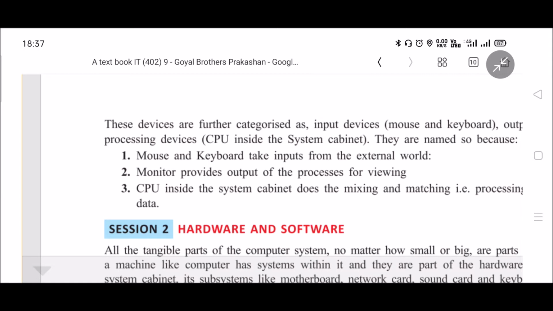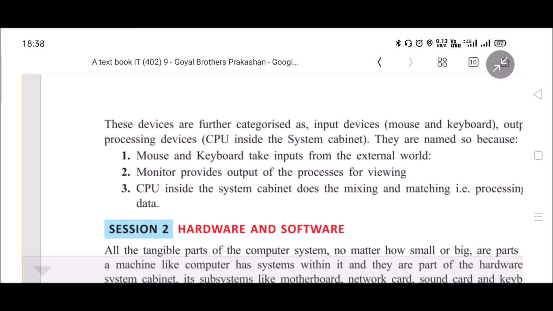Then output device, the devices that are used to see the result from the computer or the work we have done. If you want to see that work, then we can use output device. Examples of output devices are monitor, printer.